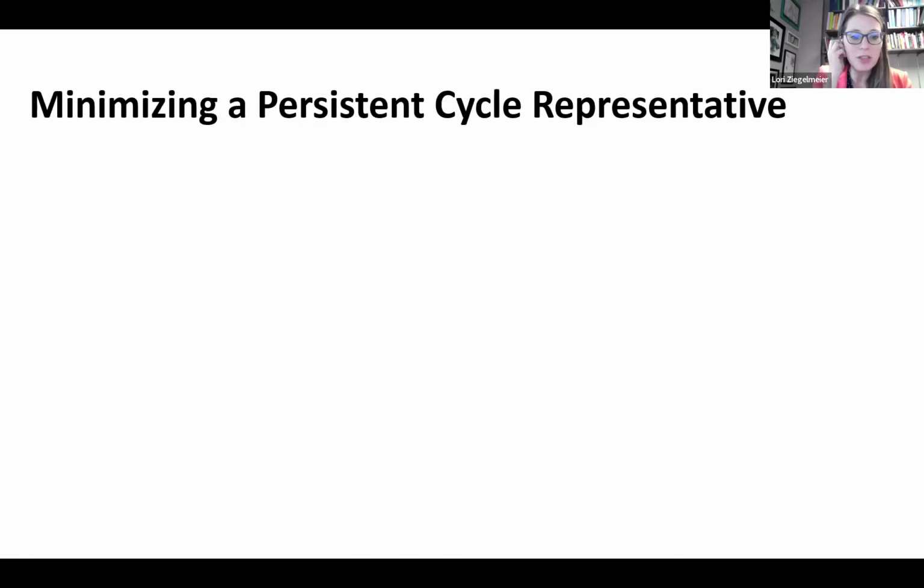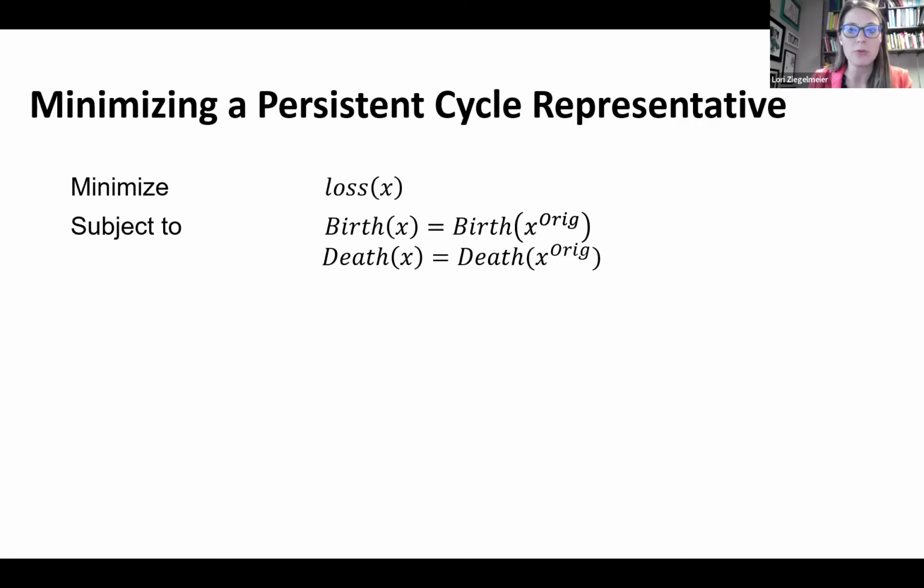But the approach that we're going to focus on uses linear programming because it's simple and flexible and can give us some interesting results. So the idea is we can start with an original cycle representative, and what we want it to do is be a persistent cycle representative. That means we want the optimal cycle X to have the same birth and death time as this original cycle according to some loss function.